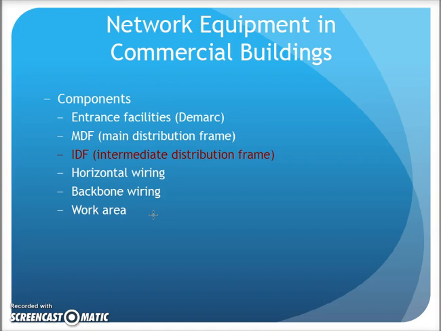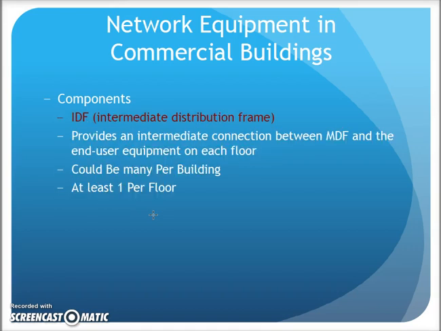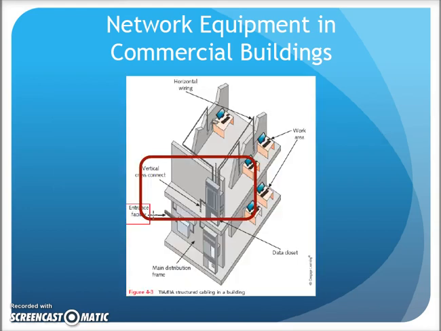The other type of closet I have in a building or campus would be an intermediate distribution frame, IDF. This is an intermediate connection between the main closet and the end user. So this is the middle piece. The end user gear comes into this closet, and what comes out of this closet is the connections back to the main distribution frame. I need to have at least one per floor, but I could have multiple on a floor or multiple in a building, depending on the size of the building.